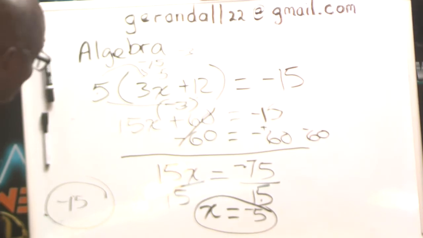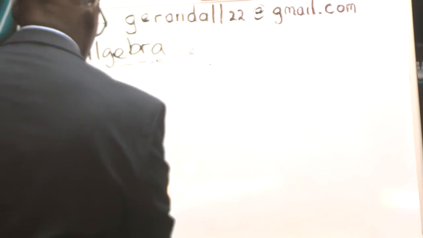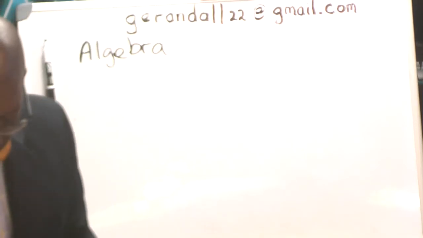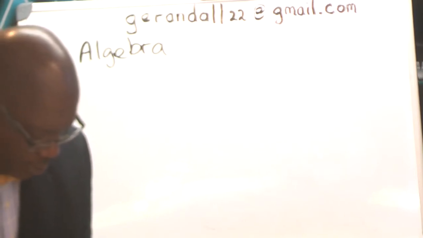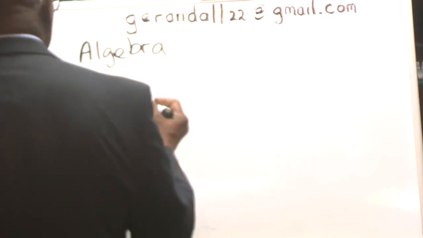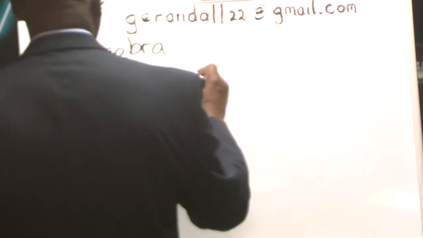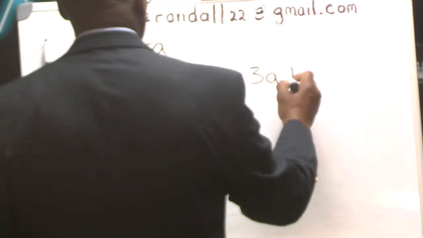Let's look at another. And that was more involved. But let's look at one where we have terms on each side of the equal sign. And here we go. 5a minus 12 equals 3a plus 7.